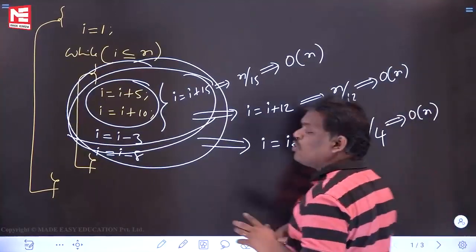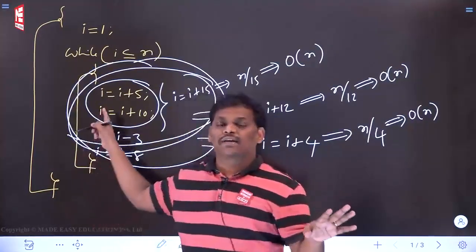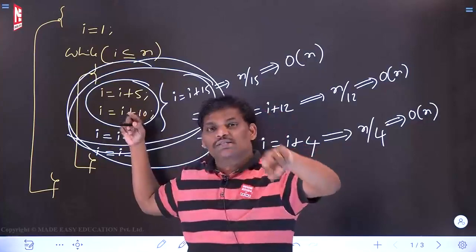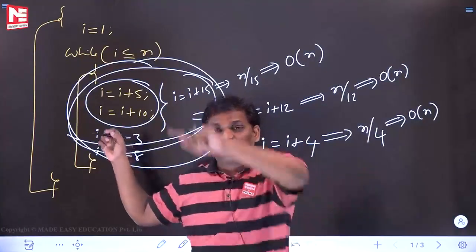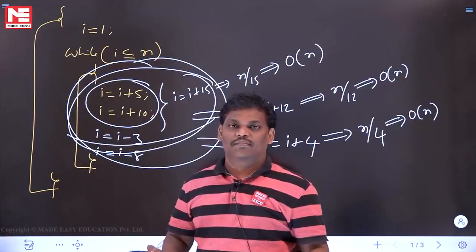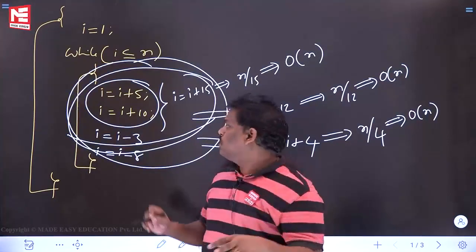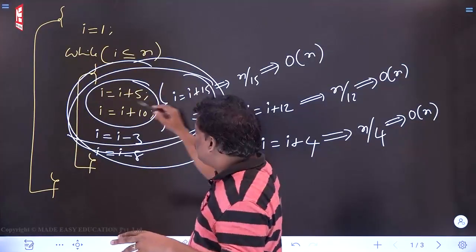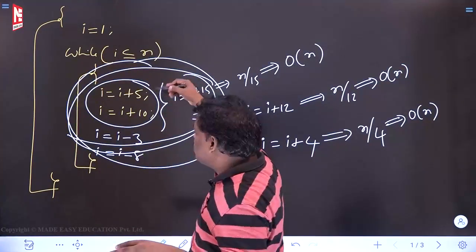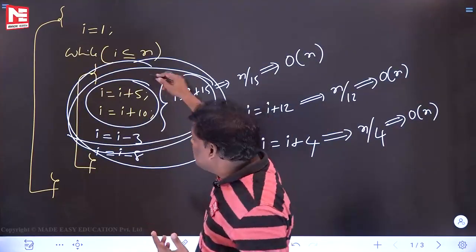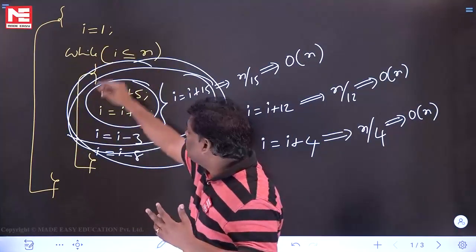So the purpose of this problem is: if only additions are there, you can handle. If only subtractions are there, that also you can handle. If both are there, that also you can handle. And one more thing, overall, always 4 is incrementing, so n by 4 will come. But one thing, the overall incrementation should be positive. What is the reason?